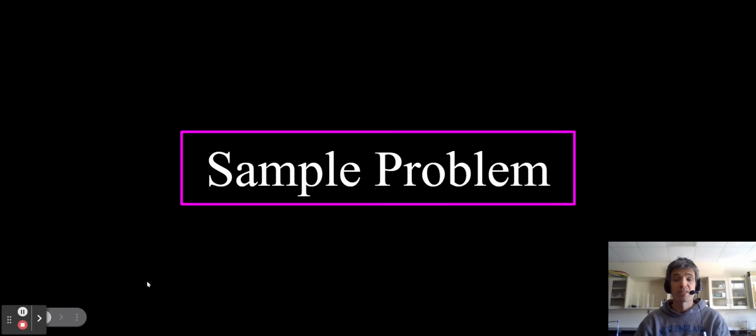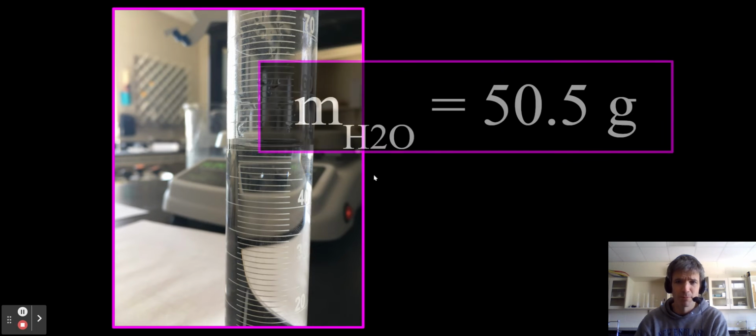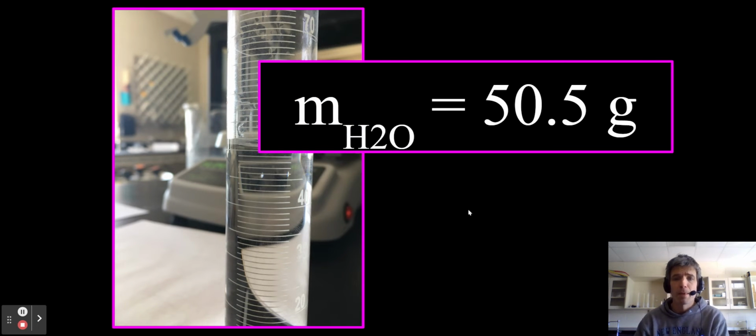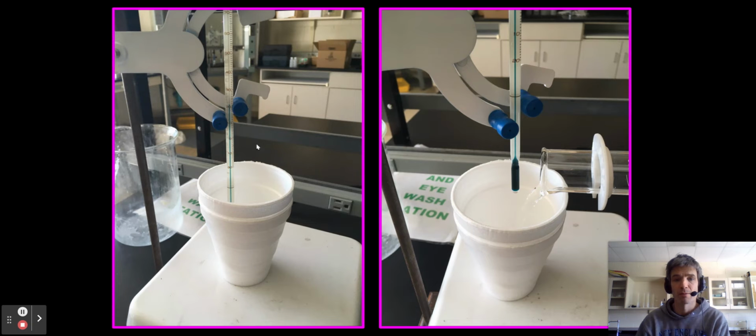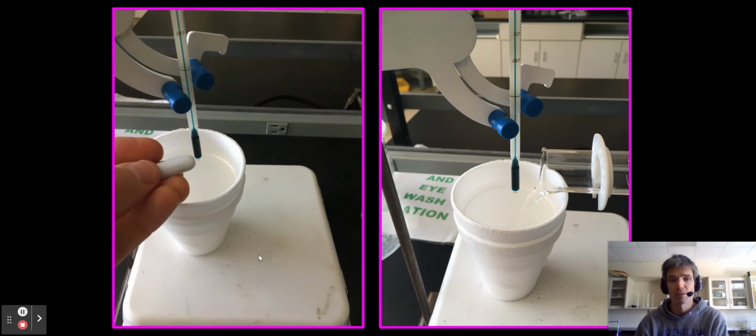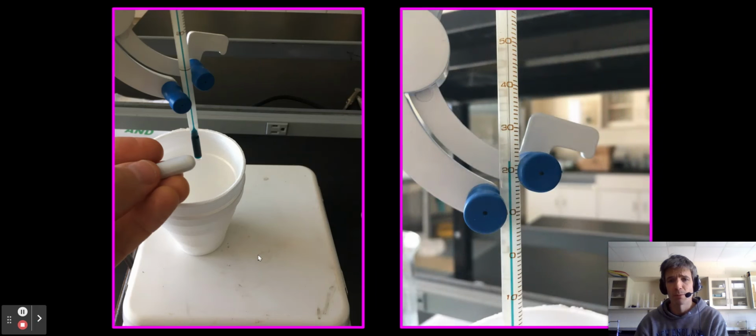Now, here's a sample problem. I take some water, about 50, a little bit below 50, and I went with 50.5 grams. Then I put it in a Styrofoam cup. You notice this is double Styrofoam. I put the thermometer in there, add a stir bar, and then take a reading of the system and the surroundings, and I get 22 degrees Celsius.